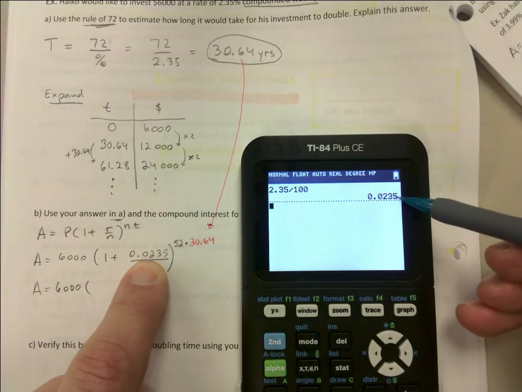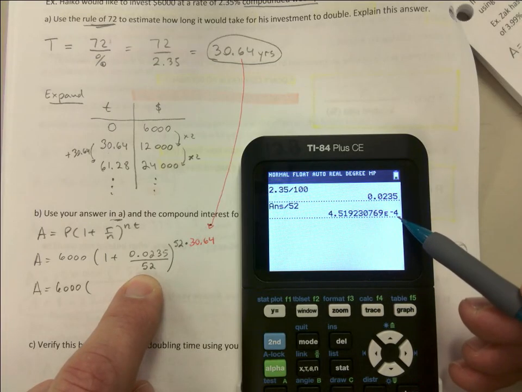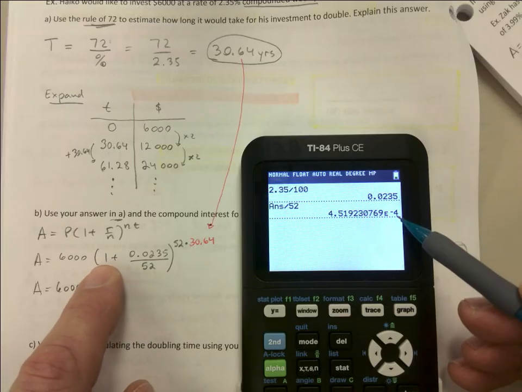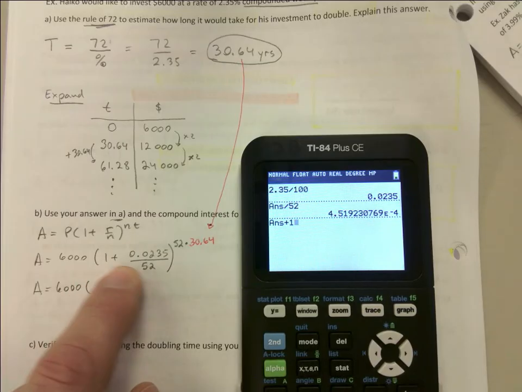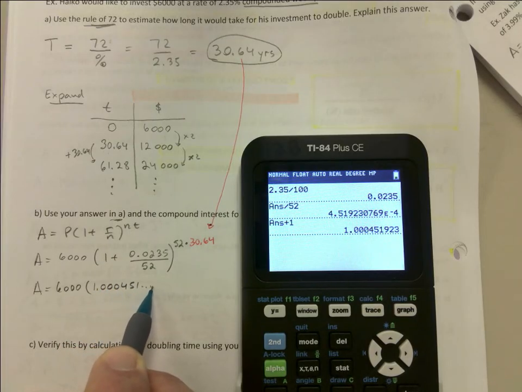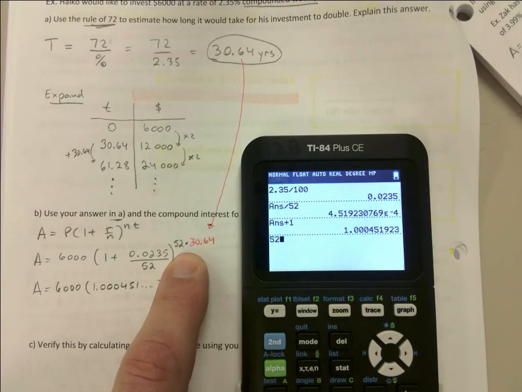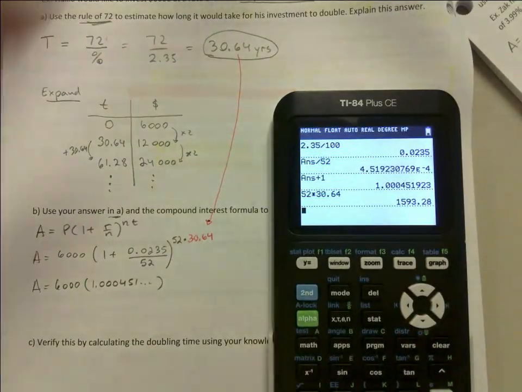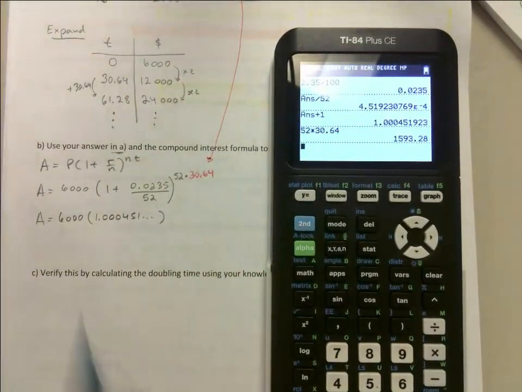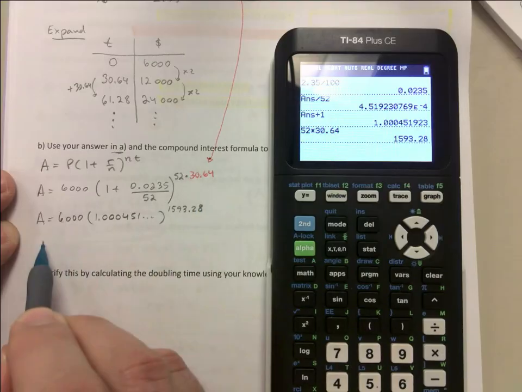That's what I get there. You divide that by 52. You hit enter. It's going to be a very small number. Then you go plus 1. I actually work towards the front. So that's what I have inside the bracket. Do not round, okay? And the exponent is 52 times 30.64, which is 1,593.28.